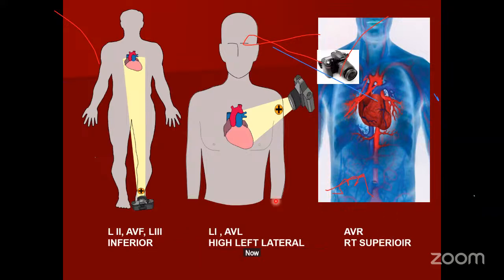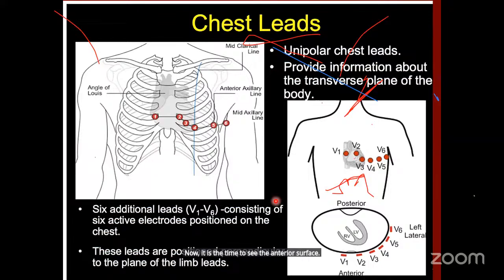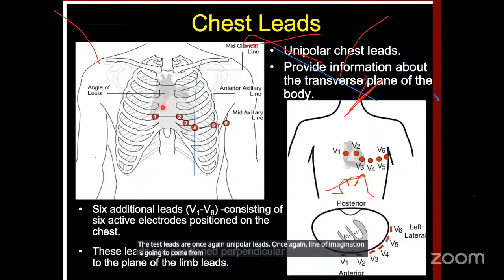Now it is time to see the anterior surface. The anterior surface is seen by the chest leads. The chest leads are once again unipolar leads. Once again, the line of imagination is going to come from the center of the heart to V1, center of the heart to V2, and so on.